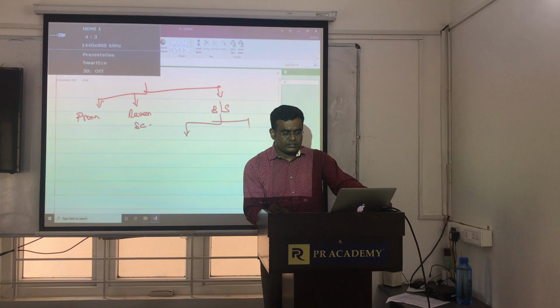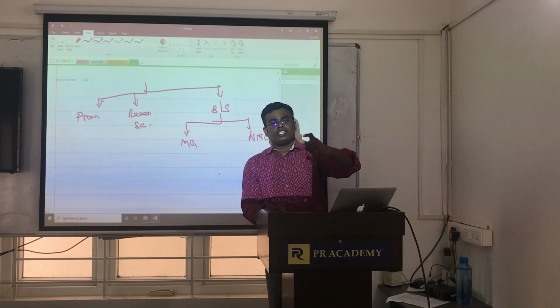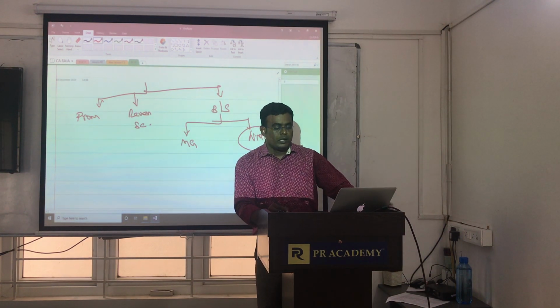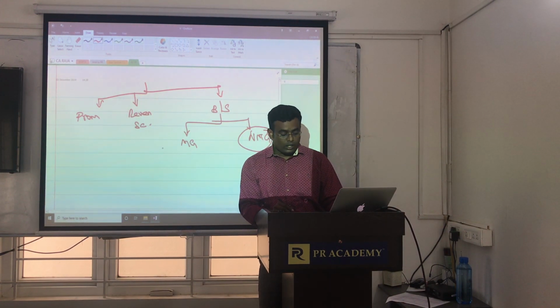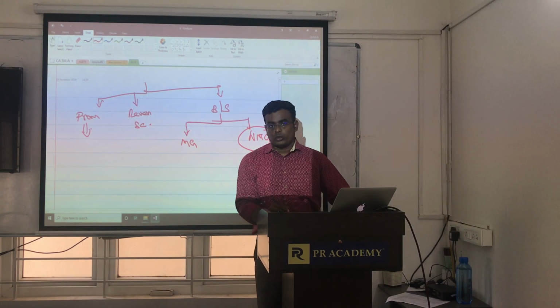Under balance sheet items, there are two different types of grant: one is called monetary grant, and the other is called non-monetary grant. Monetary grant means you are receiving it in the form of cash. Non-monetary grant means instead of cash you will receive it in the form of machinery and things like that. Now, what am I supposed to do if the grant is related to promoter's contribution?